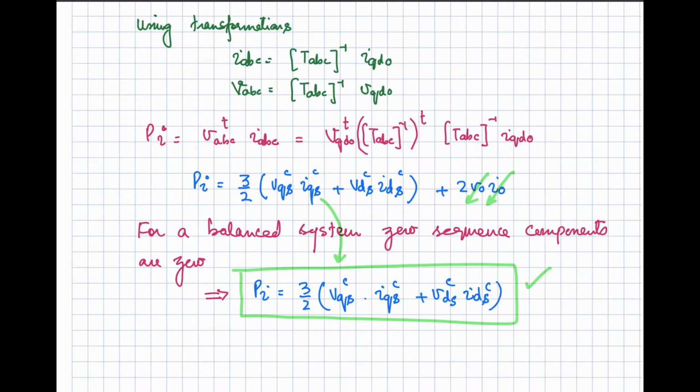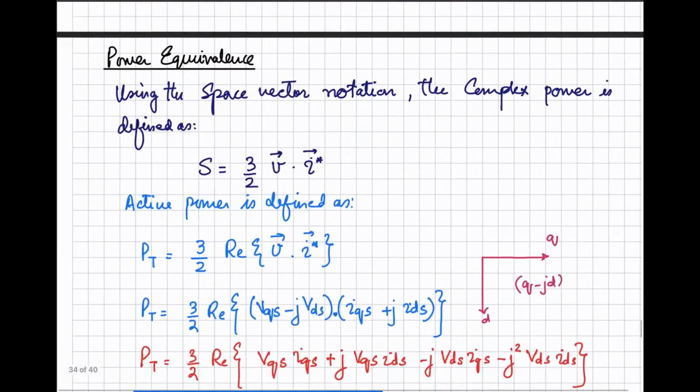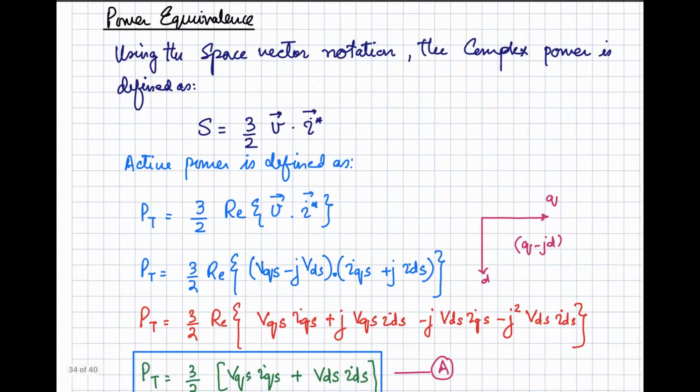You can look at this transformation in another way, that is based upon the space vector notation. The complex power is given by this equation in the DQ frame of reference, or in terms of space vector, that will be 3 by 2 into the voltage space vector into the current space vector conjugate. So the active power is defined as 3 by 2 of the real part of this product, the voltage space vector and the current space vector.